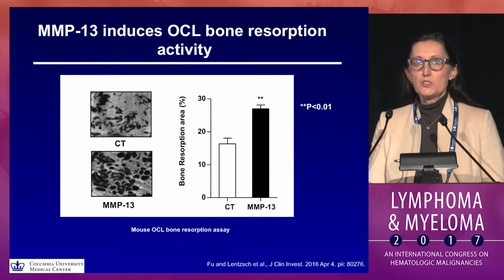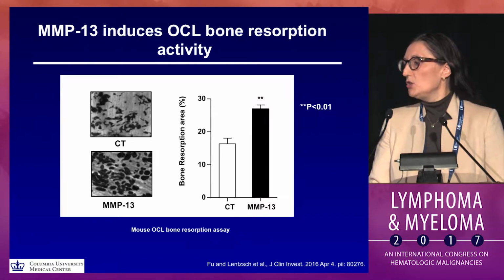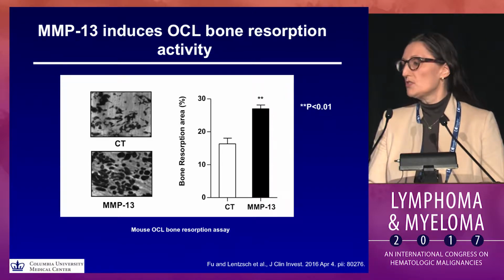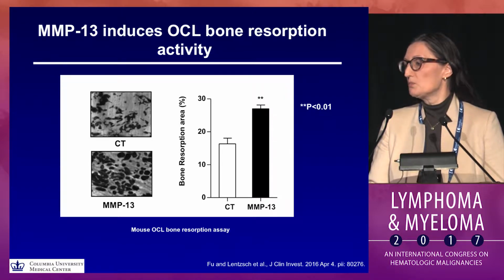What about bone resorption? For this purpose, we cultured mouse osteoclasts on dentin slices and stained the dentin slices for pits, looking for bone resorption. All the black dots you can see are bone resorption.